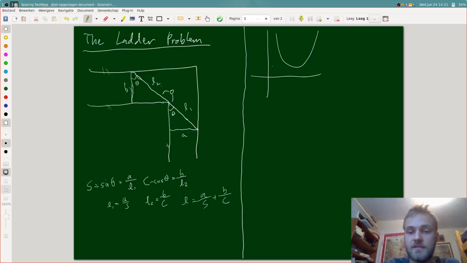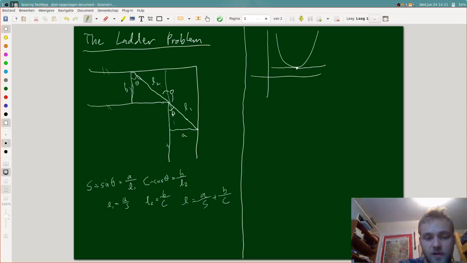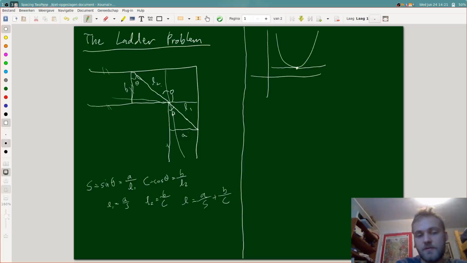This allows us to find the point which is at the bottom of the curve, because you can see as a function of theta, for small theta, L is going to be quite large, and then for theta close to pi over 2, L is also going to be pretty large. So L is basically going to look like this, and once we find this point, we found the theta for which L is minimum, and then we can find the minimum of L.